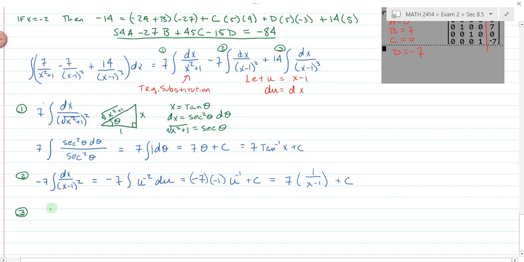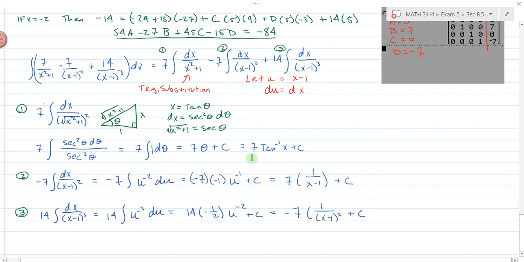All right, on number 3, we have 14 times the integral of dx over x minus 1 cubed. Using that same u substitution, I'm going to rewrite this as u to the negative 3 du. And when I integrate that, that's going to give me 14 times, when I add 1 to negative 3, that gives me a negative 2. So this is going to be multiplied by a negative 1/2 u to the negative 2. And that's going to give us negative 7 times 1 over x minus 1 squared plus c.